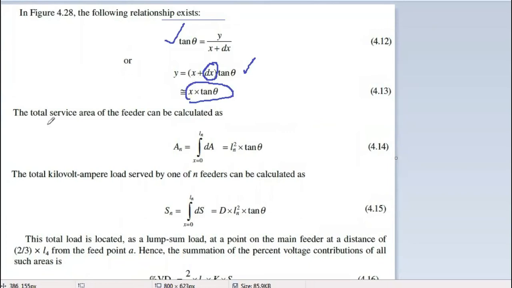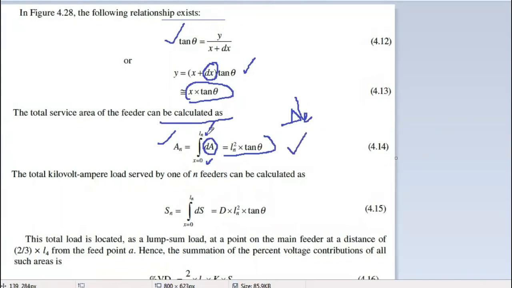Now the total surface area of the feeder can be calculated. We have the differential area dA. The total length of the feeder is ln, from the starting point x equal to 0 to ln, and the differential area we know, so it is dA. If you integrate that, you will get ln square into tan theta. It is actually the area of the triangle. If you use half b h also you can find out, then you will get ln square tan theta. So that is nothing but the total service area of the one feeder. It is given by ln square tan theta.